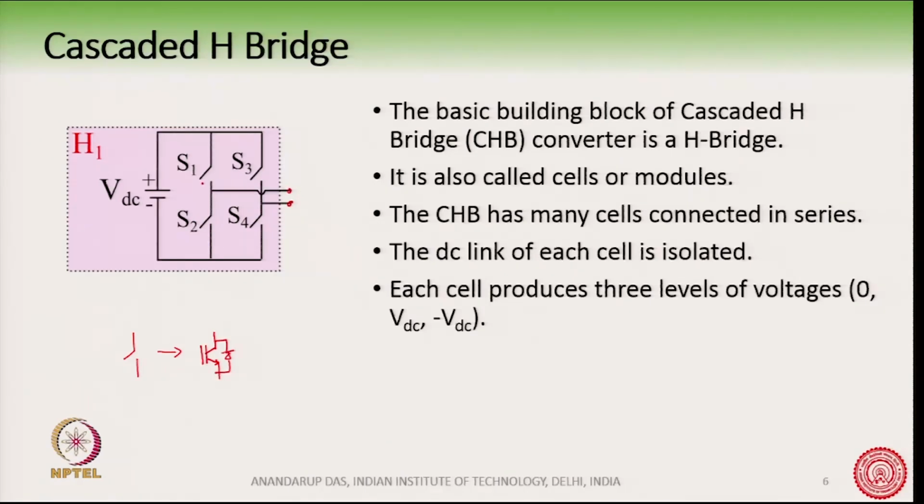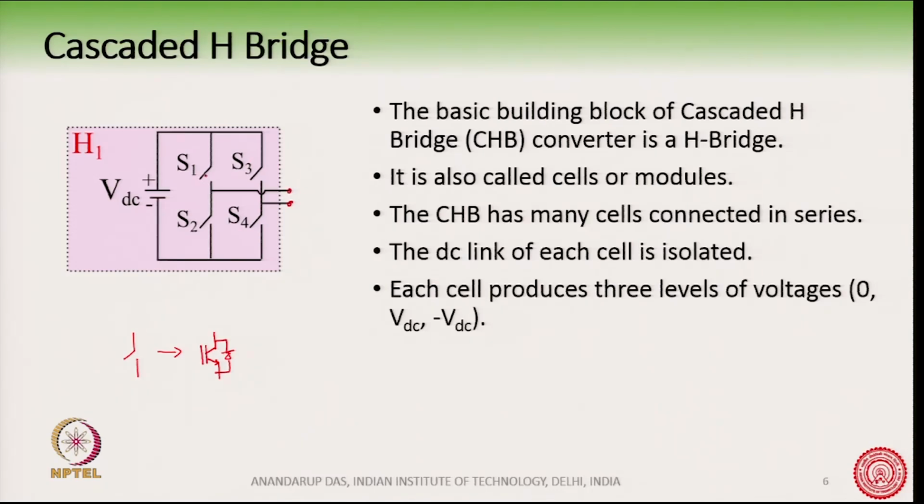So, suppose if we turn on S1 and S3, then this voltage here is 0, right, because this is connected to this and then this is connected to this. Similarly, if we turn on S2 and S4, the voltage here will be 0. If we turn on S1 and S4, that is the diagonal switches, or S2 and S3, we can get either plus VDC or minus VDC. So, by turning on these diagonal switches, we can get plus VDC or minus VDC.